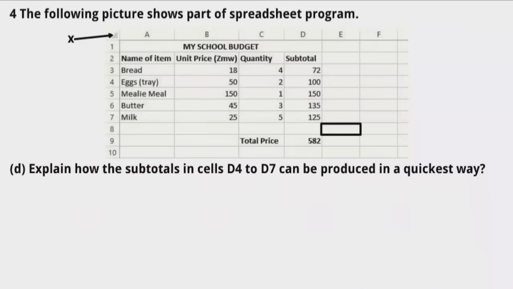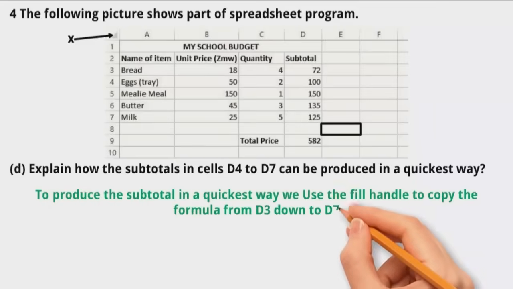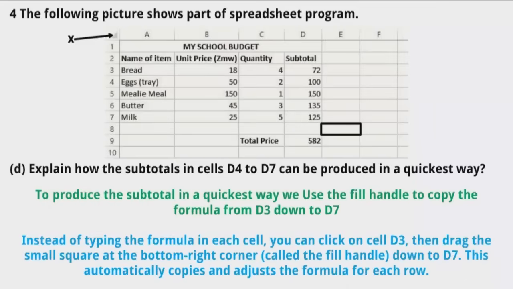Explain how the subtotal in cells D4 to D7 can be produced in a quick way. To produce the subtotal in the quickest way, we use the fill handle to copy the formula from D3 down to D7. Instead of typing the formula in each cell, you can click on cell D3, then drag the small square at the bottom right corner, called the fill handle, down to D7. This automatically copies and adjusts the formula for each row.